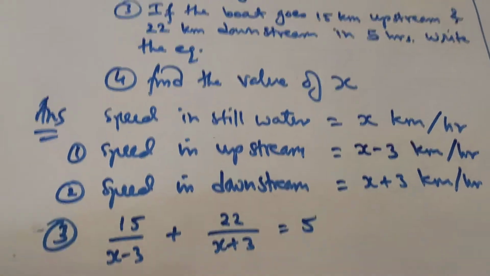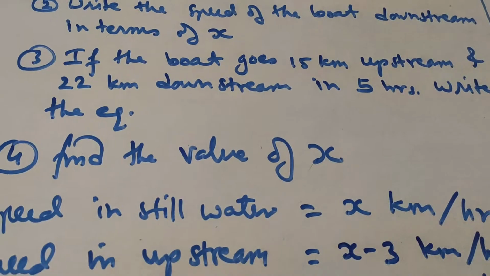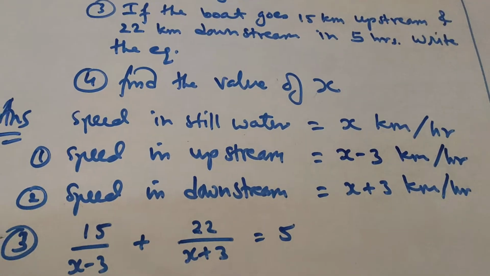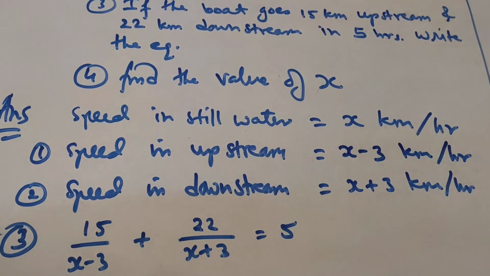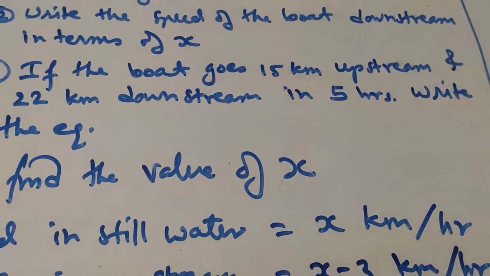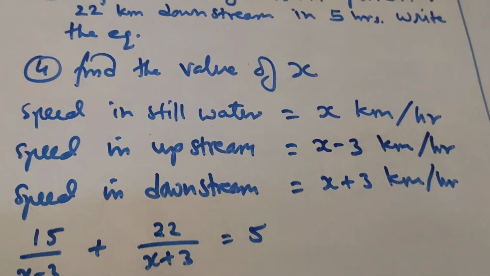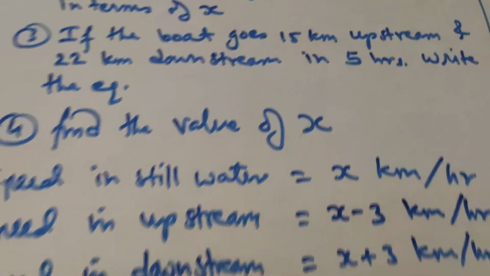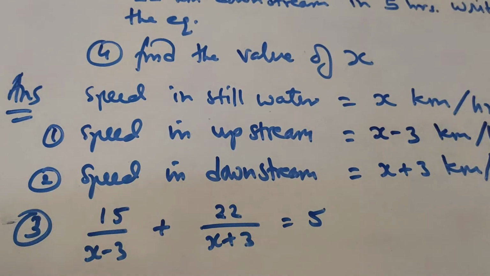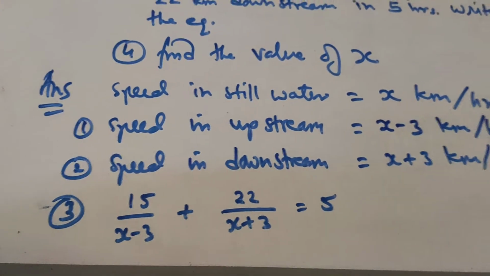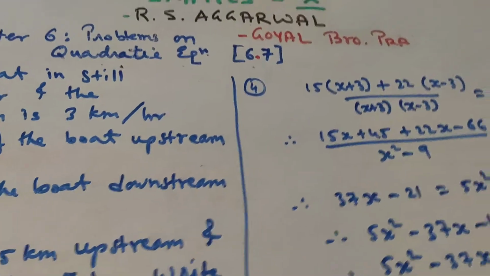Now question number 3 says if the boat is going 15 kilometers upstream, that means 15 upon x minus 3, and downstream is 22 kilometers, that means 22 upon x plus 3, and the total time taken is 5 hours. So 15 upon x minus 3 plus 22 upon x plus 3 is equal to 5. That is our equation. Afterwards we need to solve this equation.